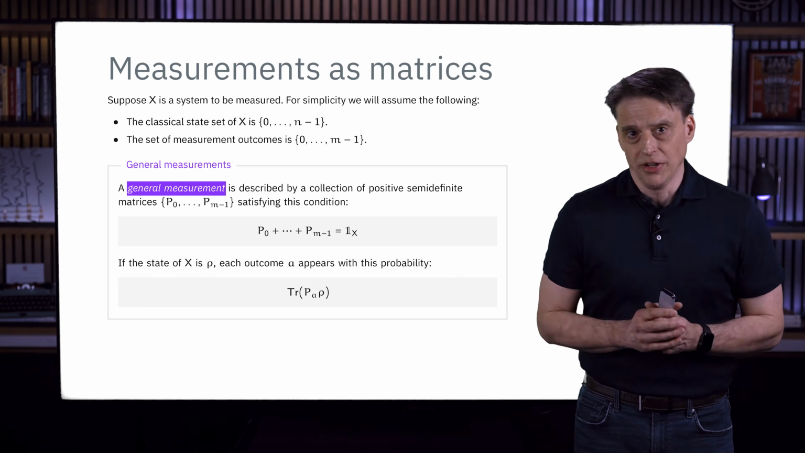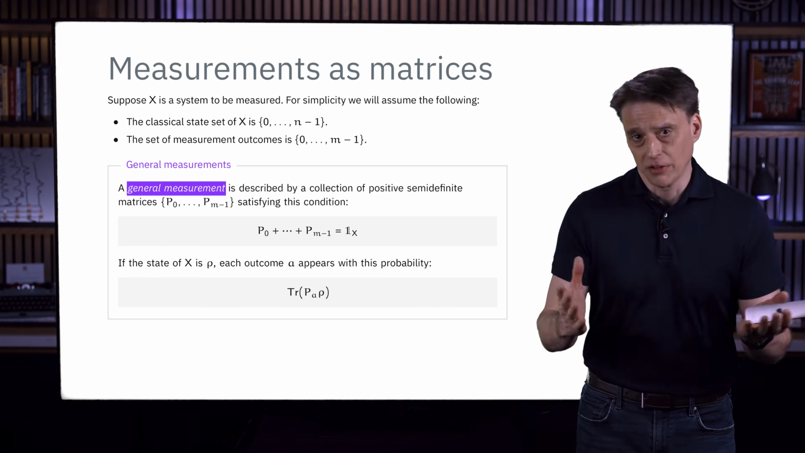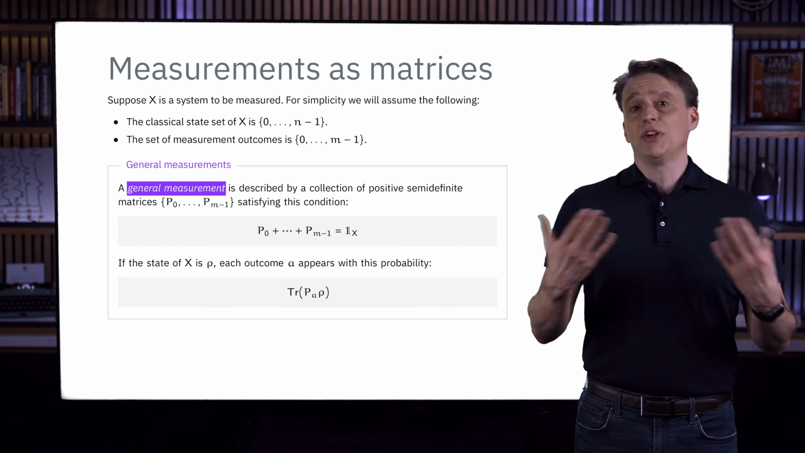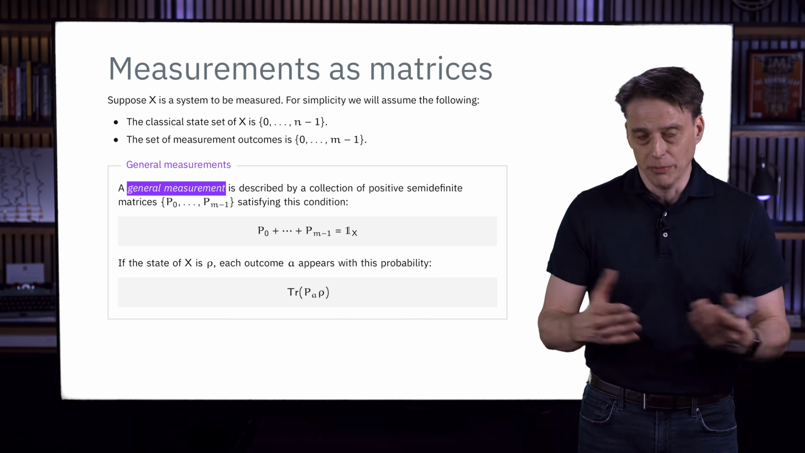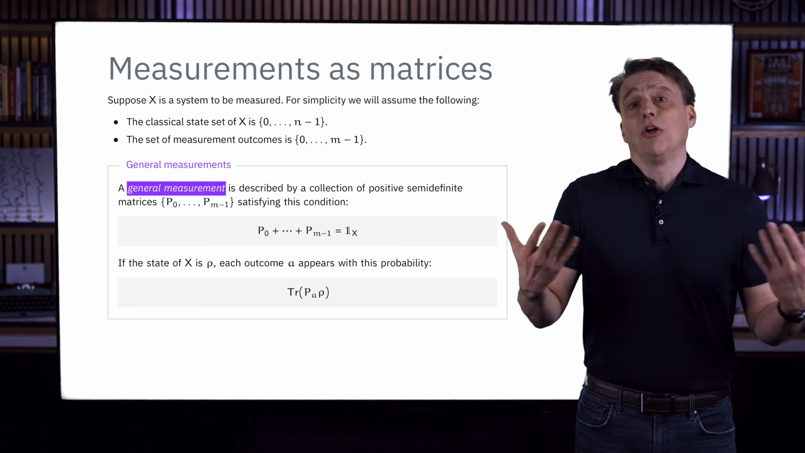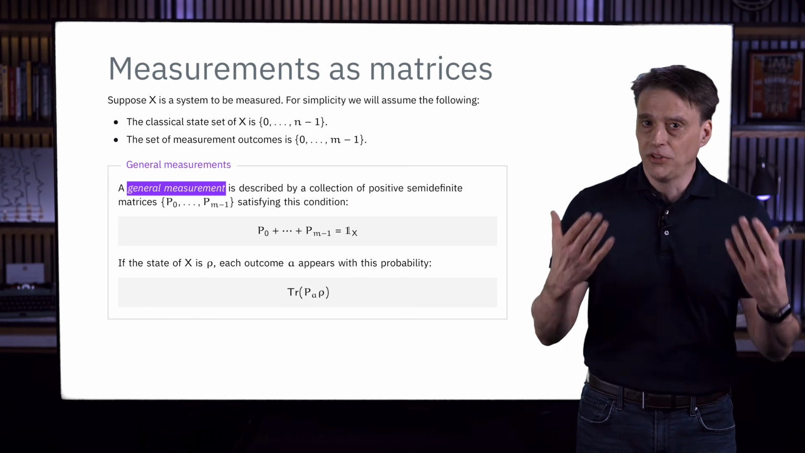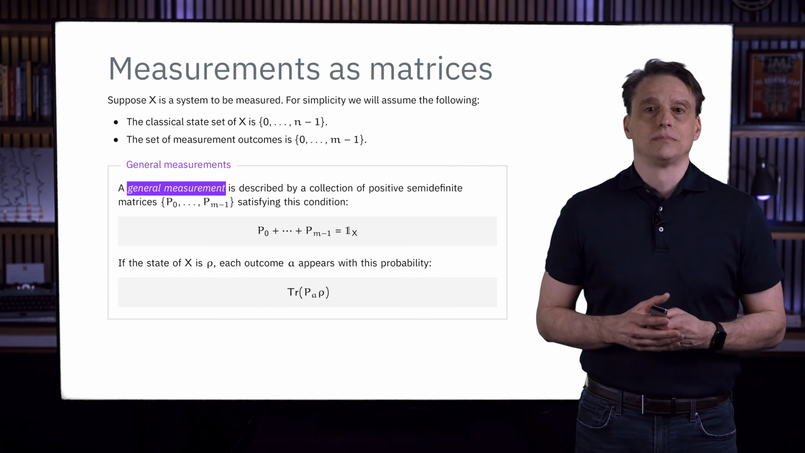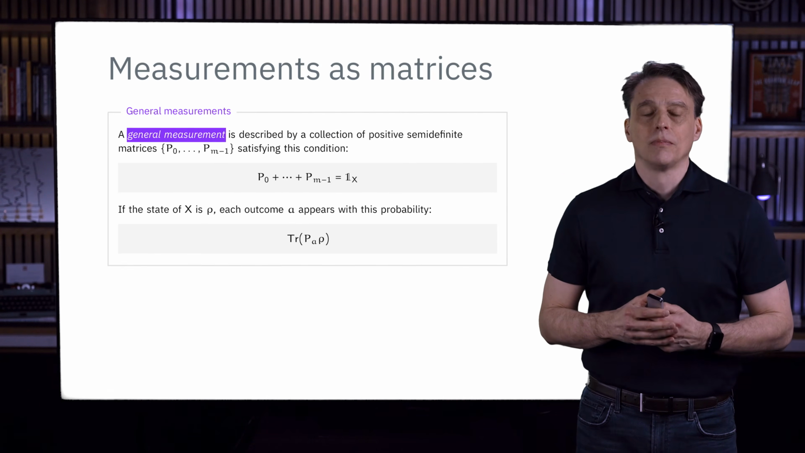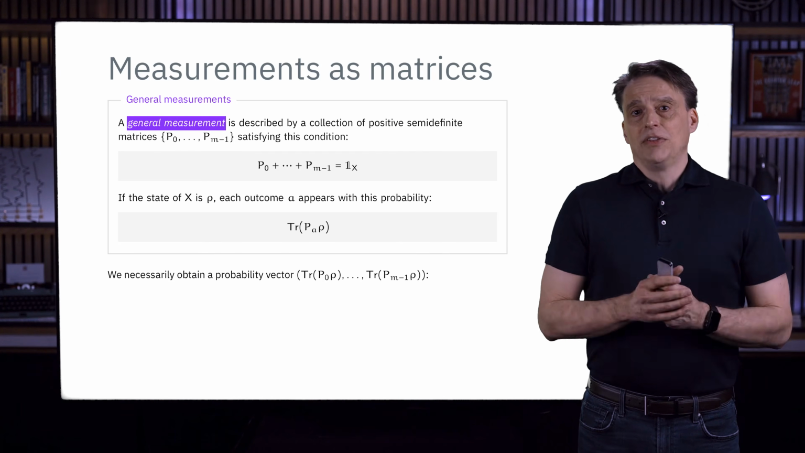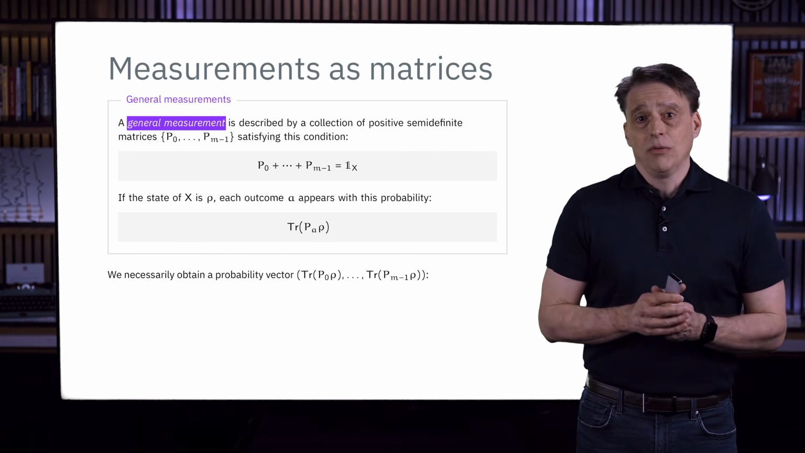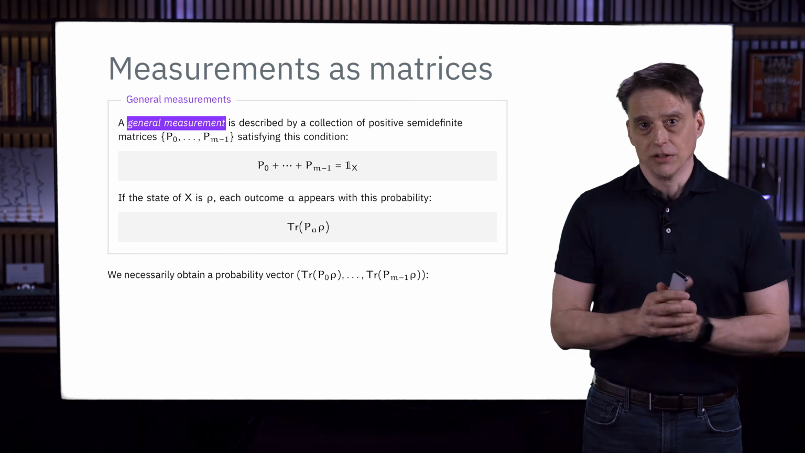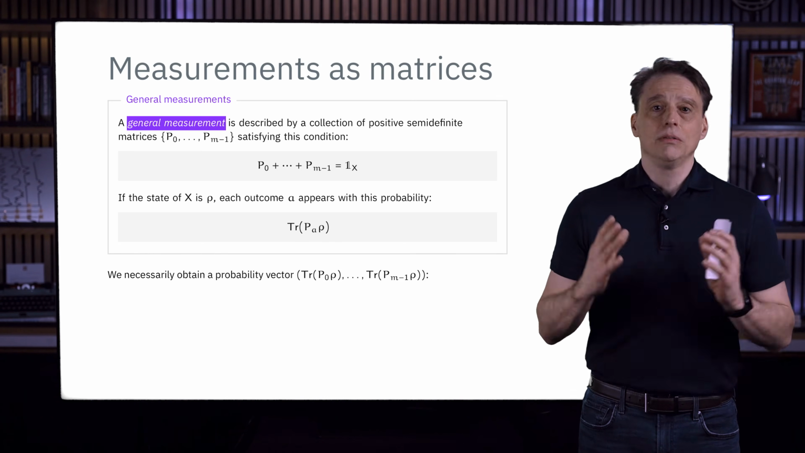This is a generalization of the description we had for projective measurements, by the way, because projection matrices are always positive semi-definite, and in fact they can alternatively be defined as positive semi-definite matrices whose eigenvalues can only be 0 and 1. We can observe that this definition makes sense in that we always obtain a probability vector for the outcome probabilities in the following way.